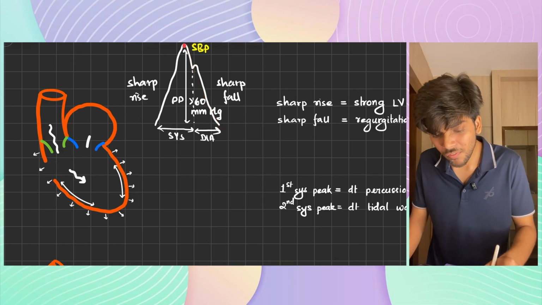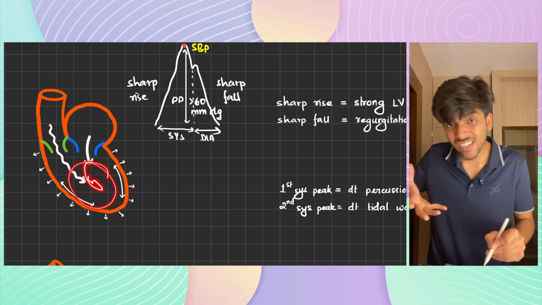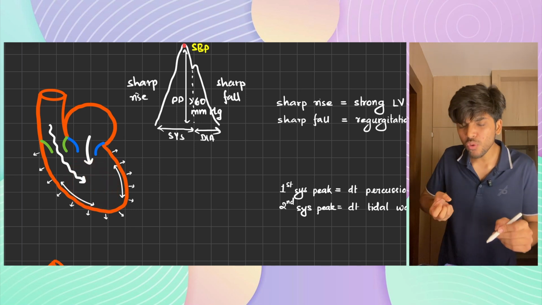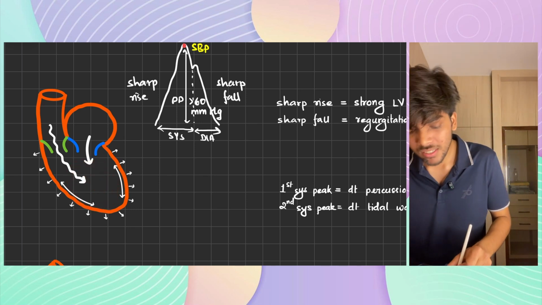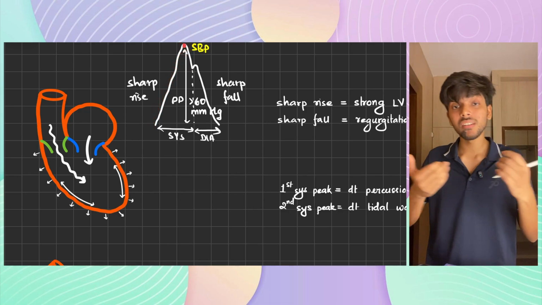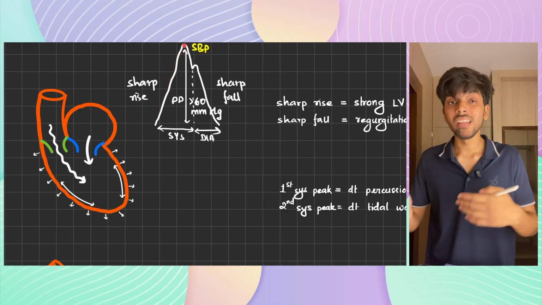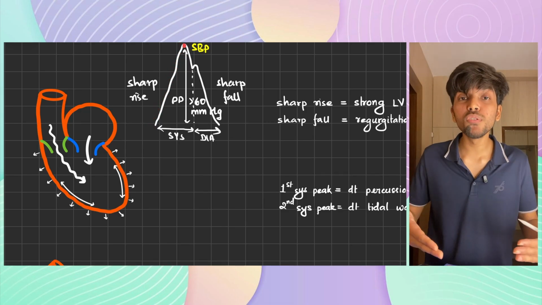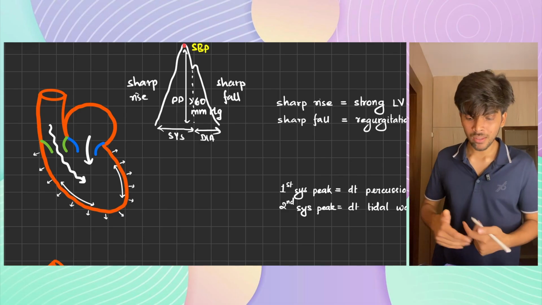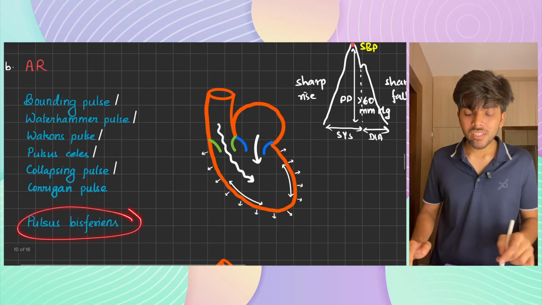Once the ventricle is filled with lots of blood, it is going to contract strongly. So it squeezes out blood rapidly, giving us a sharp rise. That's why there is a sharp rise and a sharp fall in aortic regurgitation, which is referred to as a bounding pulse or water hammer pulse. Second, we can also see pulsus bisferiens.